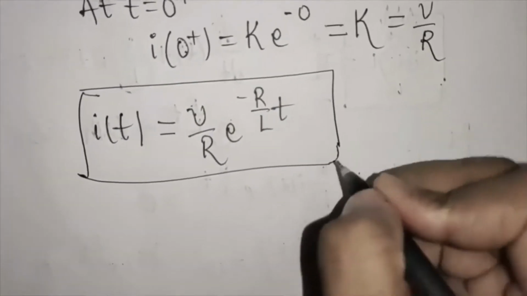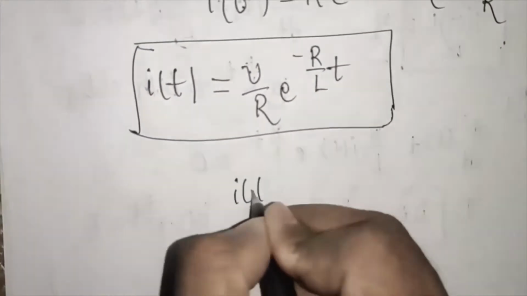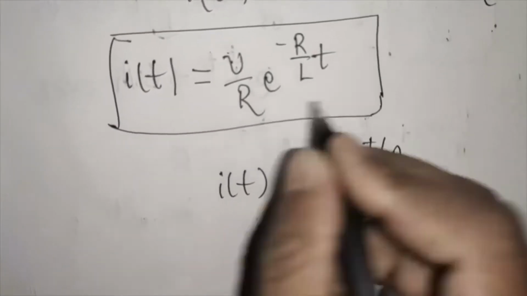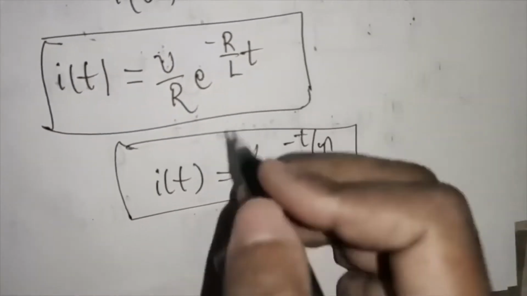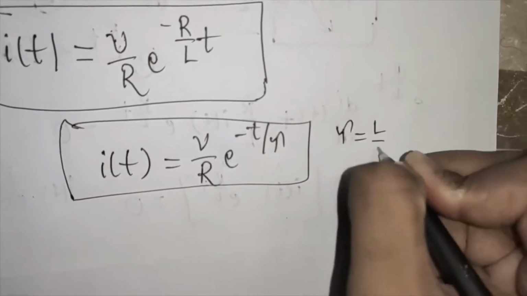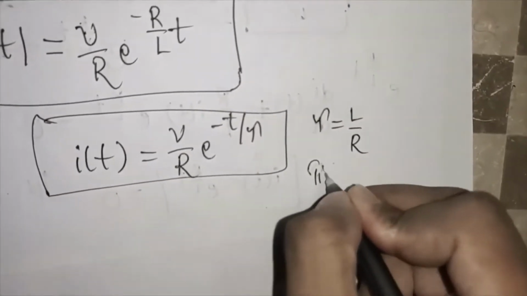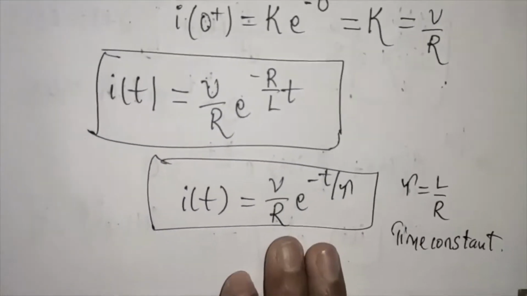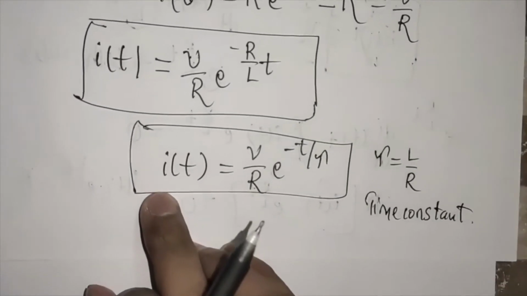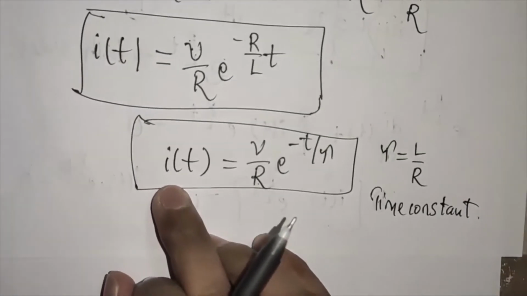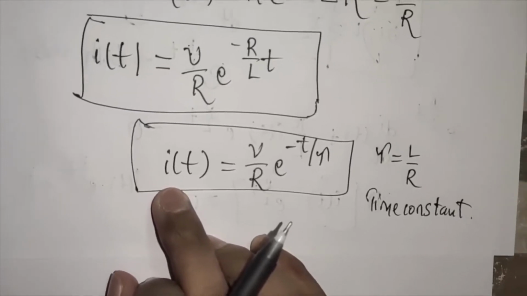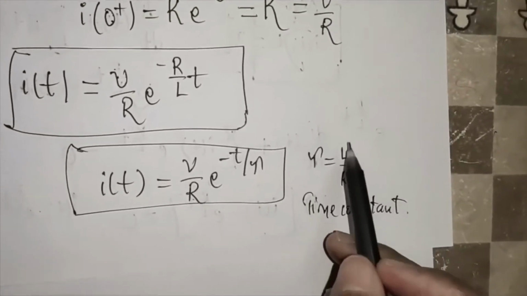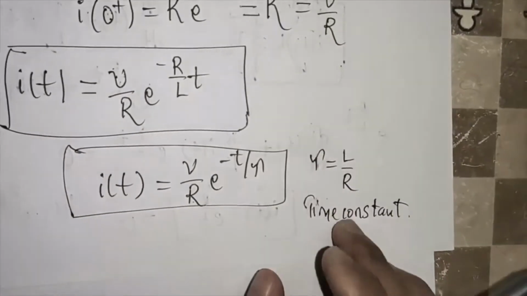This I can write as I of t is equal to V by R into e power minus t by tau, where tau is nothing but L by R and is called the time constant of the RL circuit. So this is the expression of the complete response of the source free RL circuit using the differential equation method. We will see later what is the significance of this time constant tau.